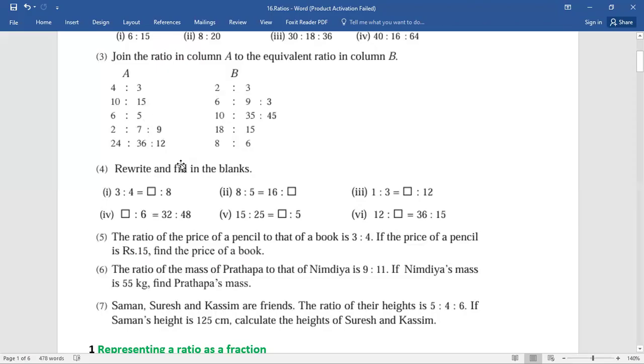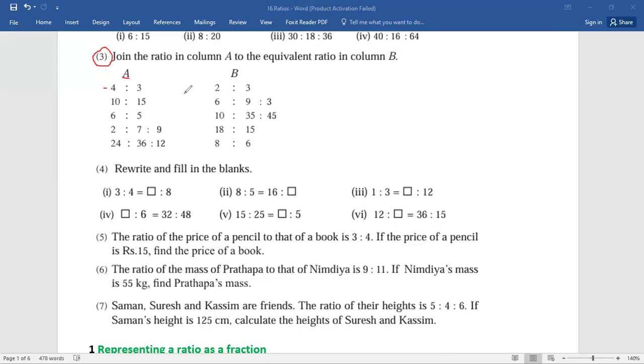If you are good at the multiplication table, this lesson is nothing. So first of all, in the third question, it says join the ratio in column A to the equivalent ratio in column B. Let's take the first one of column A, 4 to 3. You need to find the match in column B for this ratio.